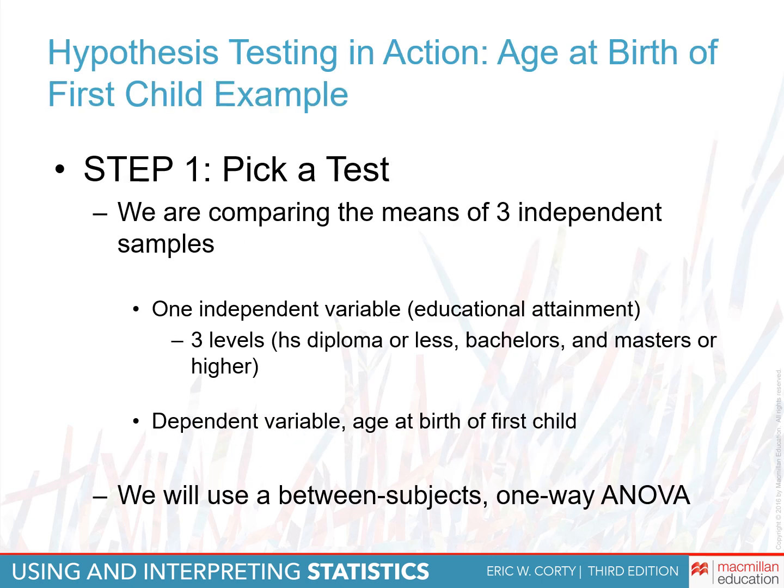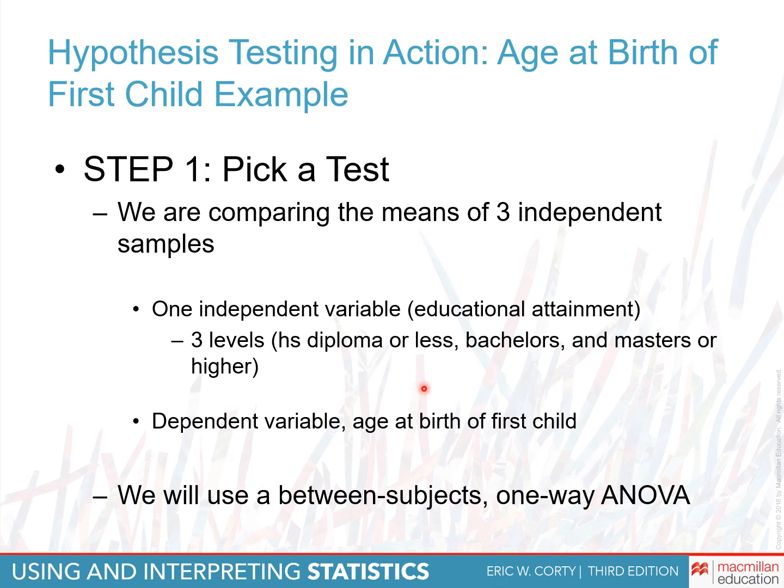Step one in hypothesis testing is always to pick our test. And so here we're comparing the means of 3 independent samples. We have one factor or independent variable, and that's education. And that independent variable or factor has 3 levels. We have high school diploma or less, bachelor's, and then master's. And then the dependent variable we're interested in is age at birth of first child.